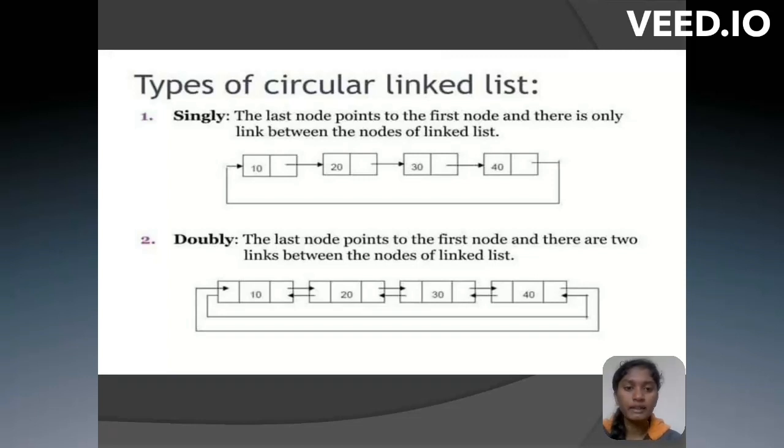Types of circular linked list: singly linked list and doubly linked list. In a singly circular linked list, the last node points to the first node and there is only one link between the nodes of the linked list. In a doubly circular linked list, the last node points to the first node and there are two links between the nodes of the linked list.